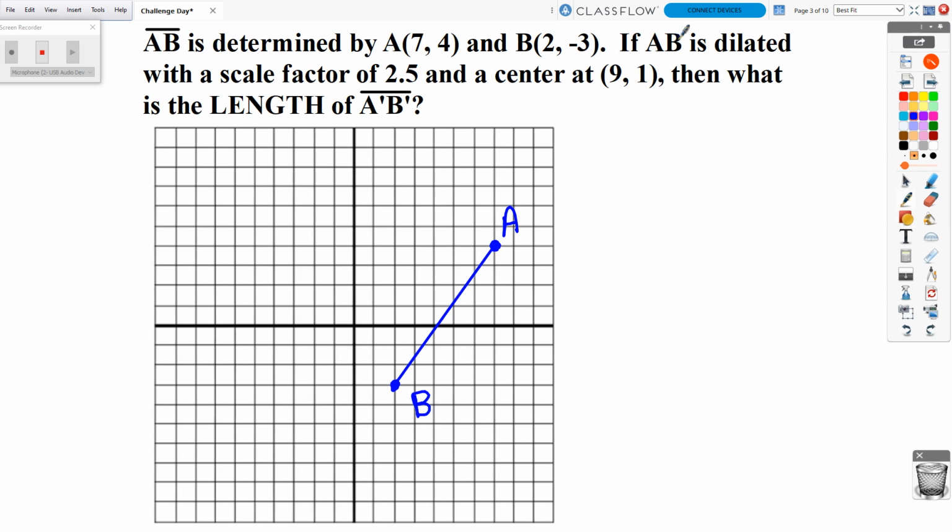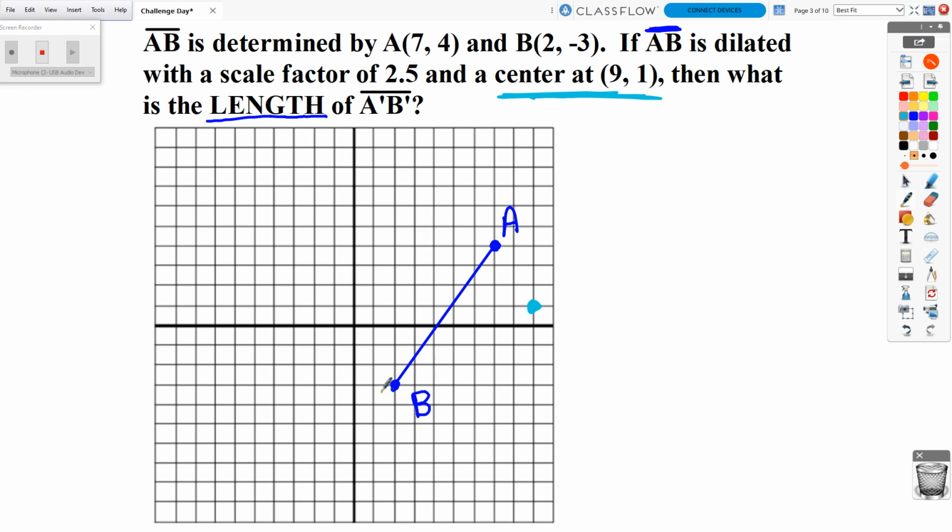All right, so if segment AB is dilated with a scale factor of 2.5 and a center at 9, 1, then what is the length of segment A prime B prime? Okay, so we're doing a dilation. We have a center given to us. Okay, so let's find where's 9, 1. 9, 1 should be right here. And we have a scale factor of 2.5. All right, so let's go ahead and do this.